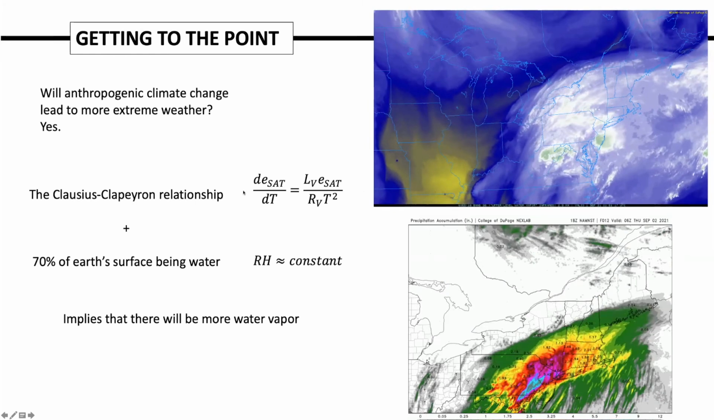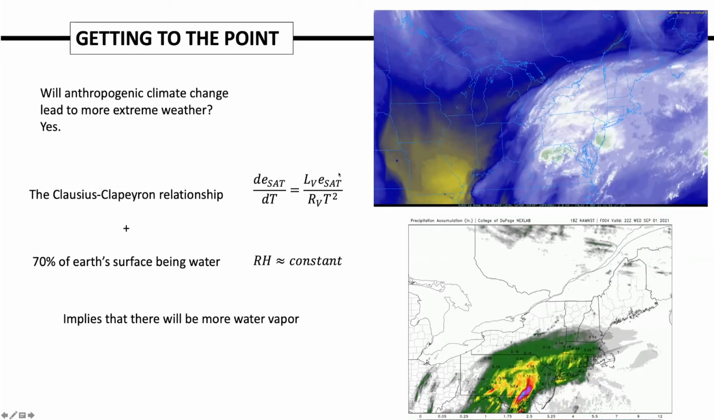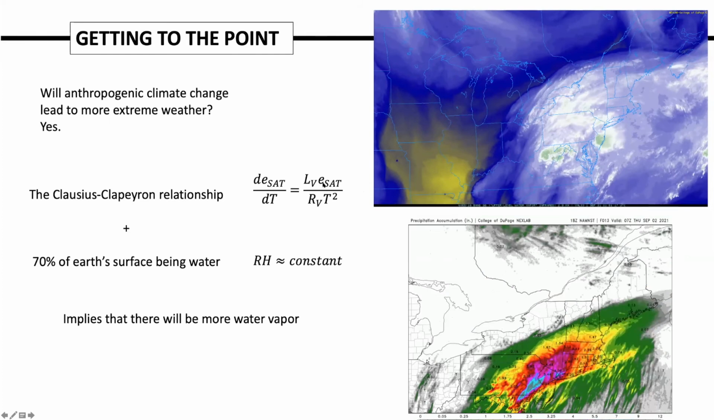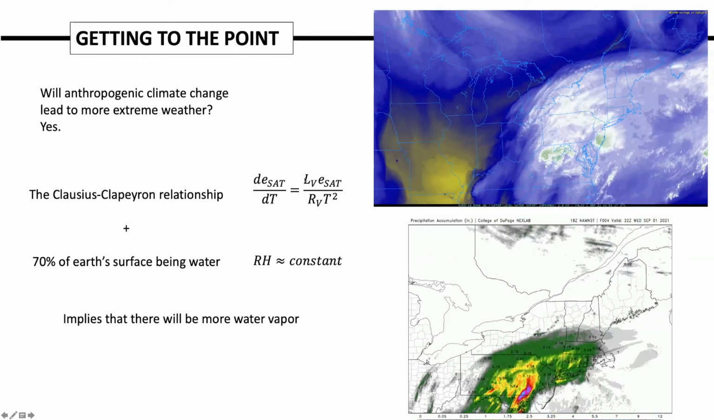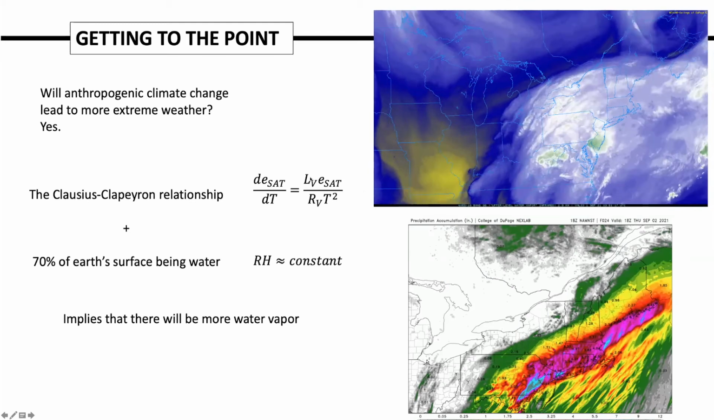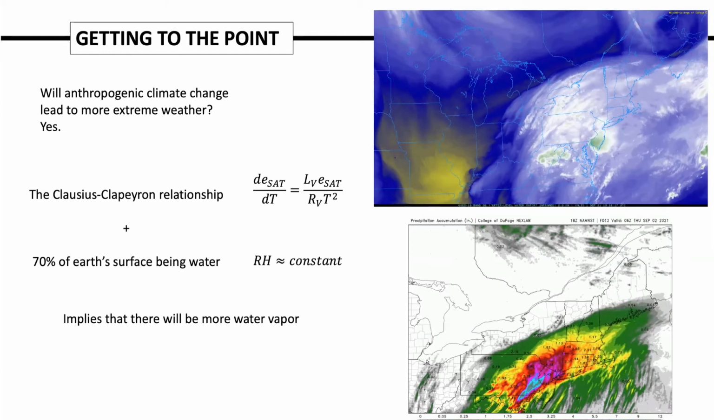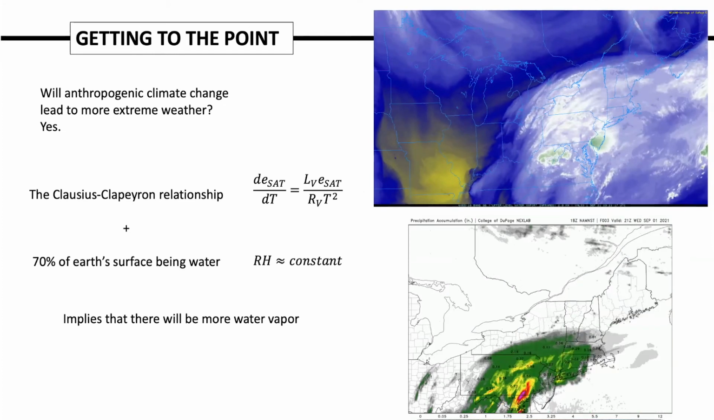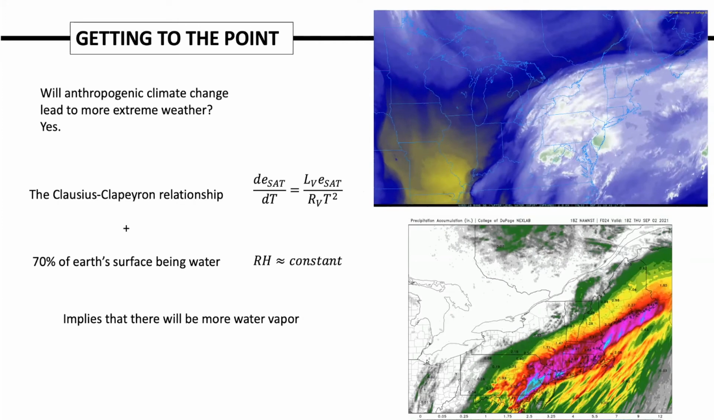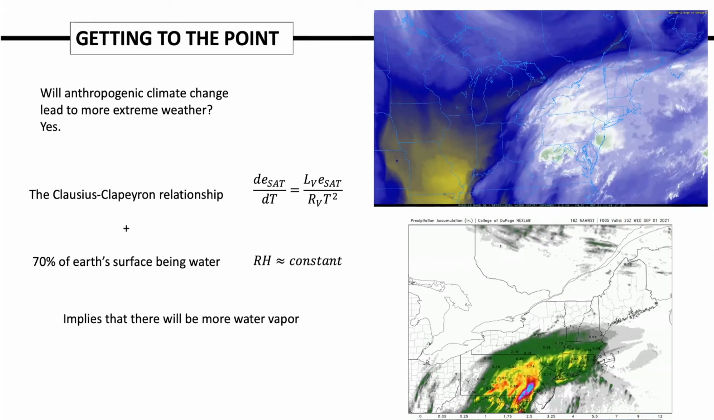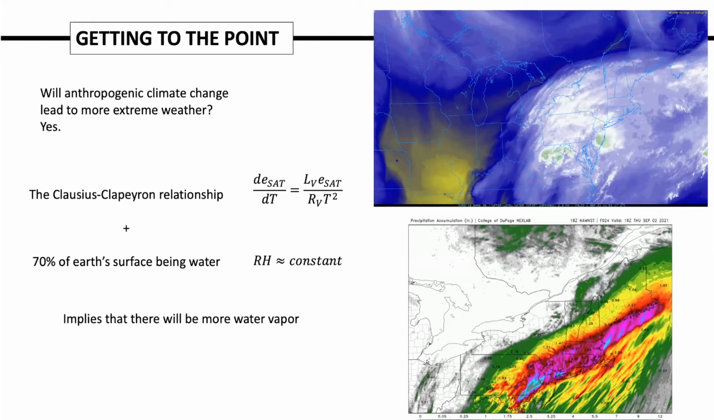So from thermodynamics, there is the Clausius-Clapeyron relationship, which says your change in saturation vapor pressure as compared to your change in temperature has a scaling such that the saturation vapor pressure rises exponentially with changes in temperature. Now, since the Earth is mostly covered by water, if we raise the temperature of the Earth, there's going to be ample water to evaporate. And so the relative humidity in any given part of the Earth is going to be nearly constant in the future. So what we'll see is increases in temperature leading to increases in water vapor in the atmosphere.